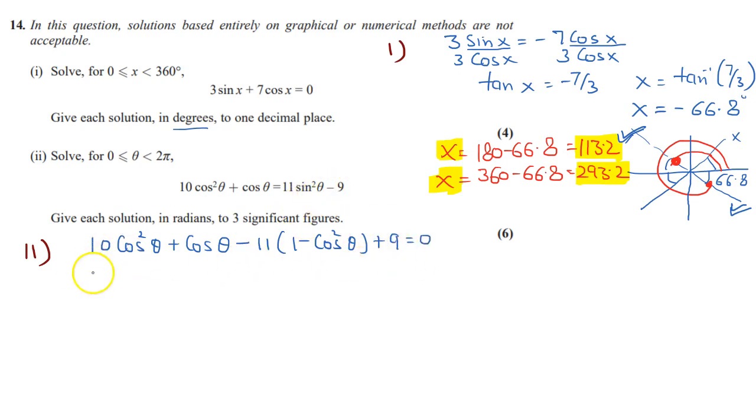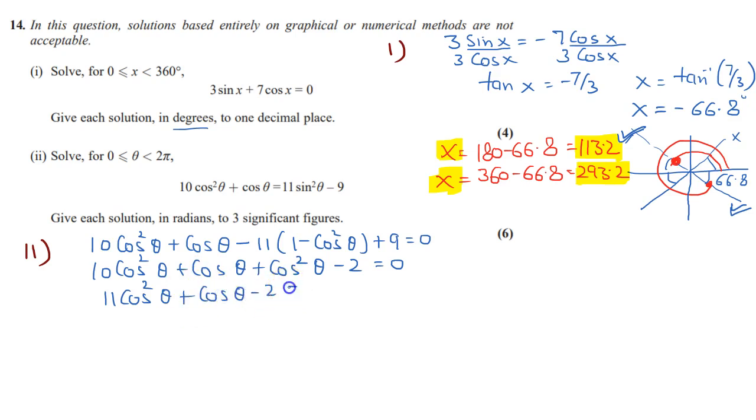We have changed all into cos. So this is 10 cos square theta plus cos theta, minus minus plus 11 cos square theta, minus 11 plus 9 is minus 2, is equal to 0. So this will be not 11, this will be 21 cos square theta plus cos theta.